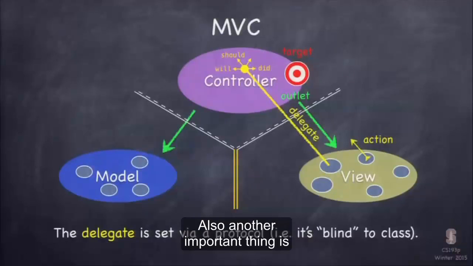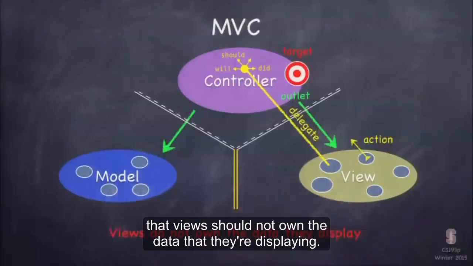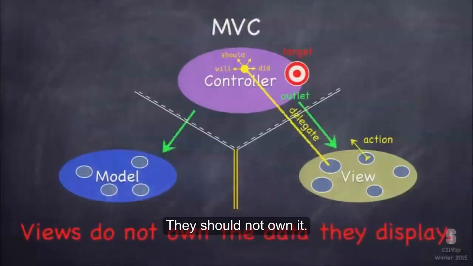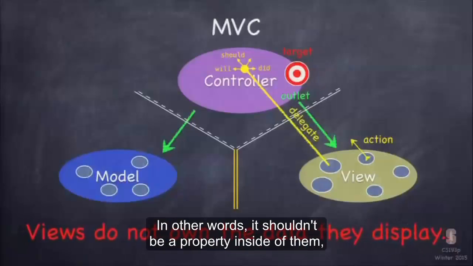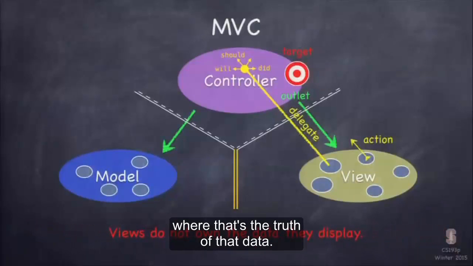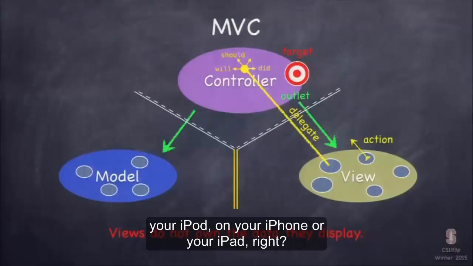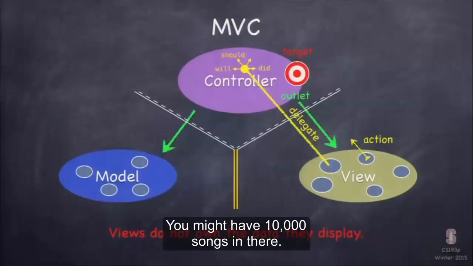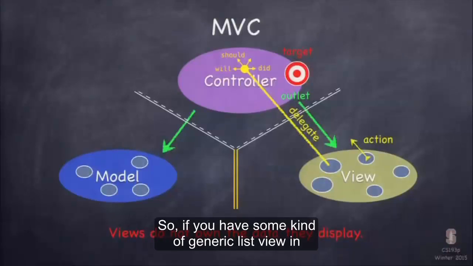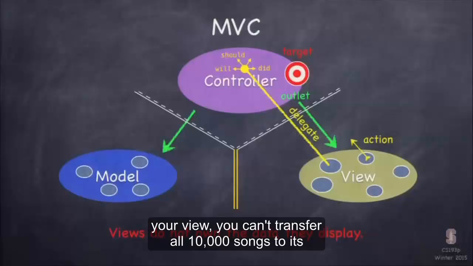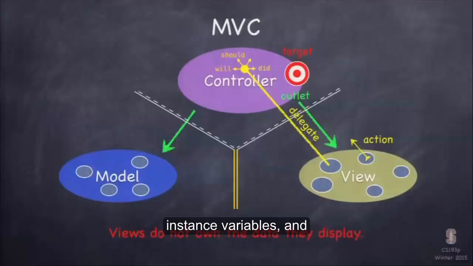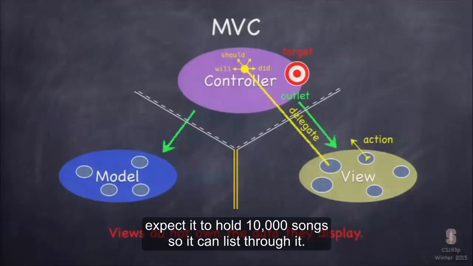Also, another important thing is that views should not own the data that they're displaying. In other words, it shouldn't be a property inside of them where that's the truth of that data. The easiest example for this is all the songs in your iPod on your iPhone or your iPad, right? You might have 10,000 songs in there. So if you have some kind of generic list view, you can't transfer all 10,000 songs to its instance variables and expect it to hold them so it can list through it.